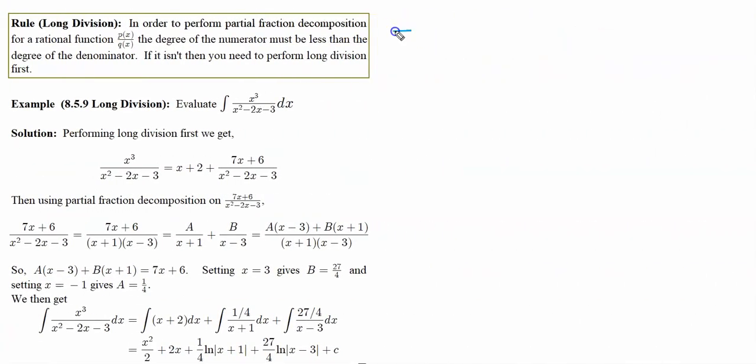Now here's a rule concerning long division. In order to perform partial fraction decomposition on a rational function, p(x) over q(x), where p and q are polynomials, the degree of the numerator must be less than the degree of the denominator. If it isn't, then you need to perform long division first.